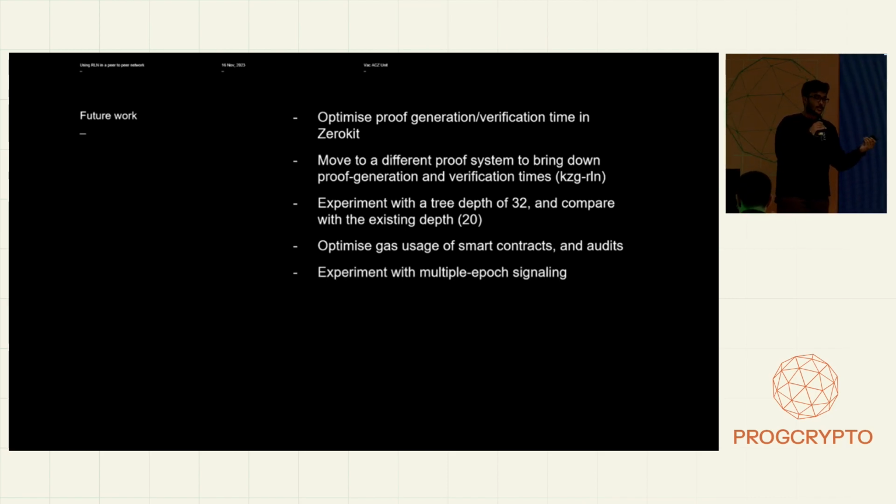And we want to experiment with multi-epoch signaling. Something that we've noticed in Waku is users want to be able to send 1 message per second, but we also want to restrict them to only 1,000 messages per day. And the problem with this is we have only 1 epoch that goes into the circuit, and we just have to work with different frames to see how we can do that.